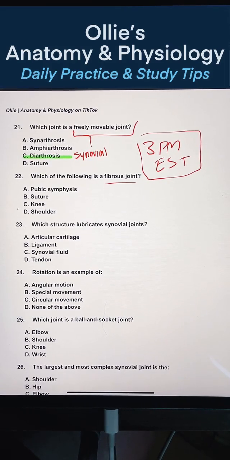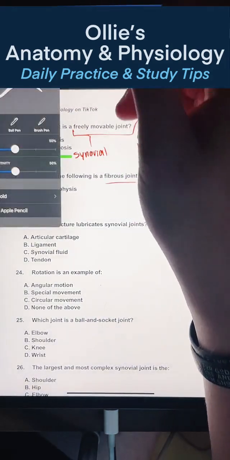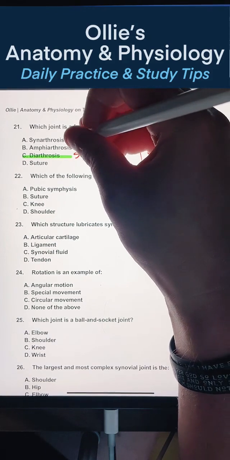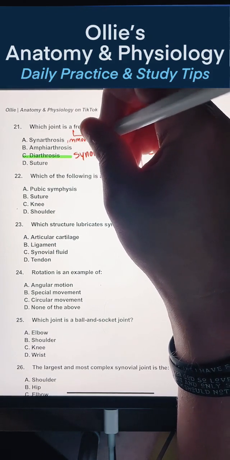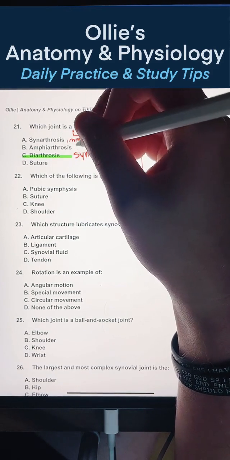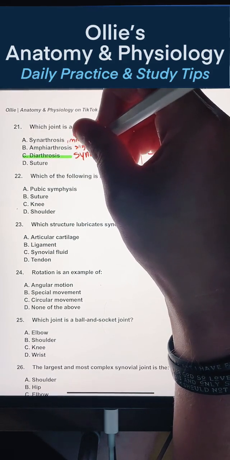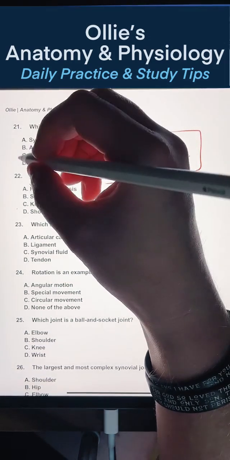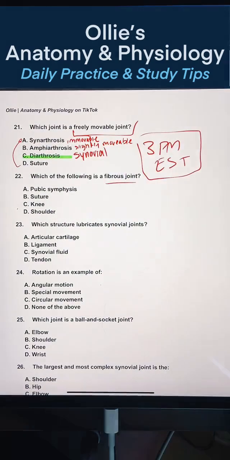But number 22, which of the following is a fibrous joint? So we can explain the other ones real quick here. Answer choice A is synarthrosis. So these are immovable. Amphiarthrosis, these are slightly movable. Suture would be an example of an immovable joint. That's what you find in your skull. Number 22. Which of the following is a fibrous joint?